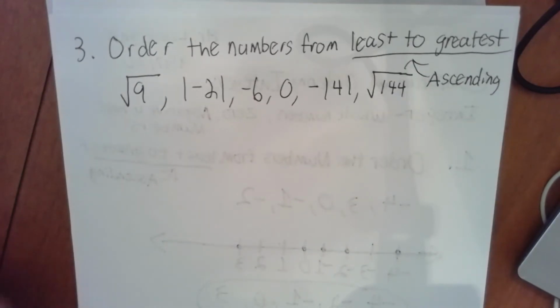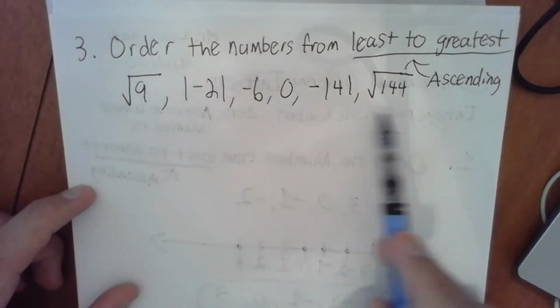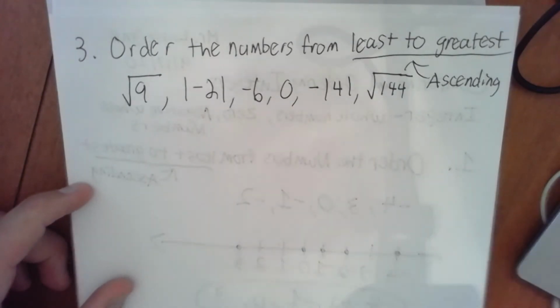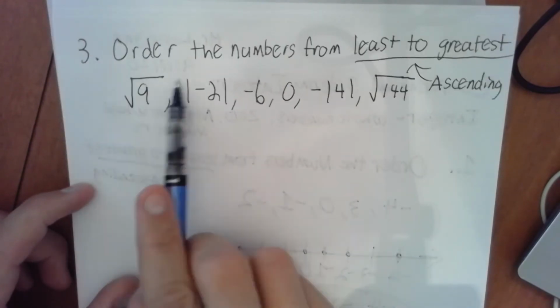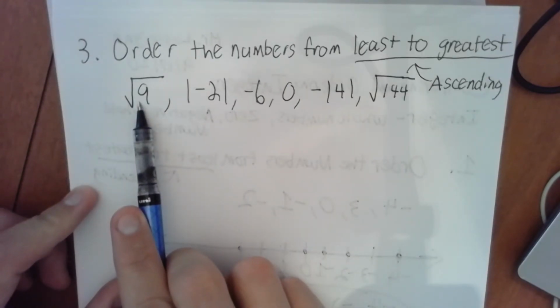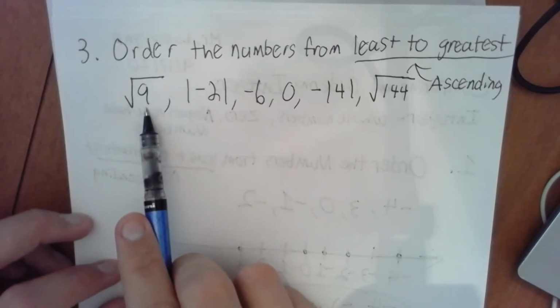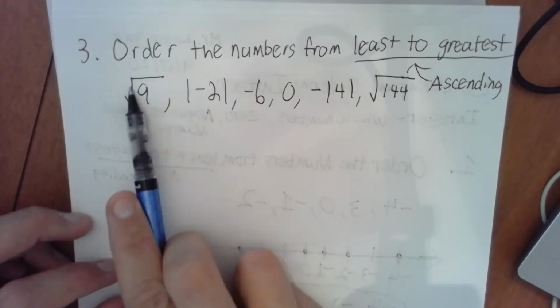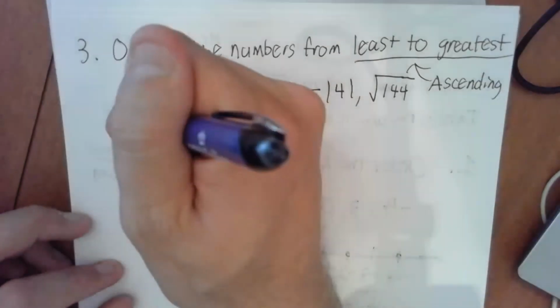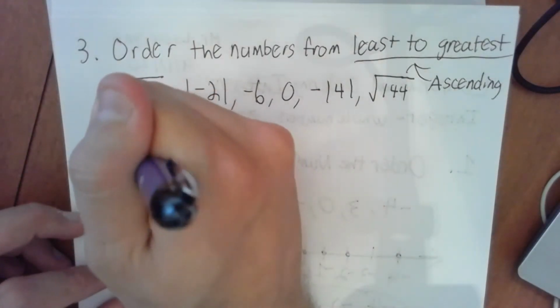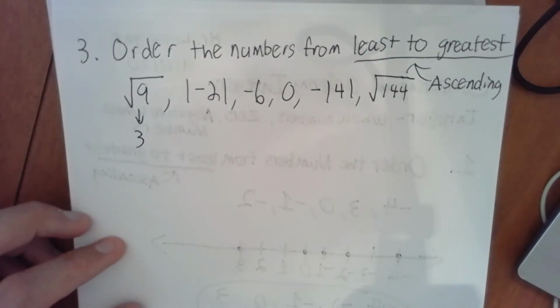So what we need to do in order to put these in order from least to greatest is we have to turn them all into integers, or simplify all of the ones that need to be simplified. So we actually have to do the operation. Like we actually have to take the square root of 9. Which remember, square root just means find me a whole number that when multiplied by itself gives you the number on the inside. It gives you 9. Well, the number that does that is 3. So the square root of 9 is equal to 3.